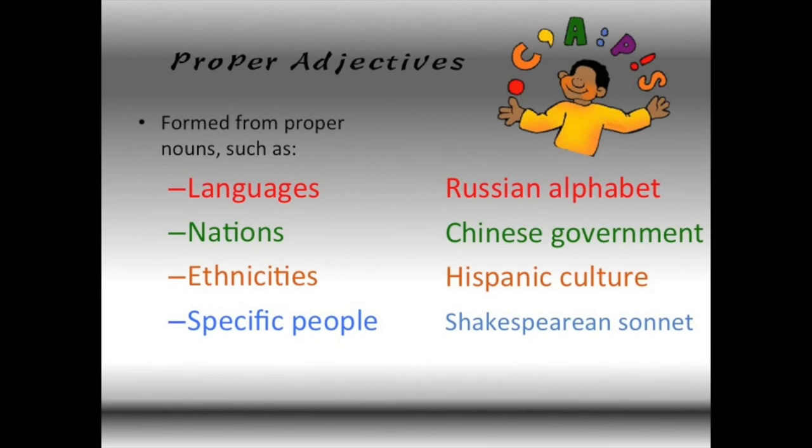Ethnicities are another type of proper adjective. A person's ethnicity is their heritage or cultural background. So, for example, if a person comes from a Spanish-speaking region, they might describe their culture as Hispanic culture. Another type of proper adjective comes from a specific person. Usually this is reserved for people who have become pretty famous. So, for example, William Shakespeare, the playwright, sometimes has his work referred to as an adjective form of his name, such as a Shakespearean sonnet.